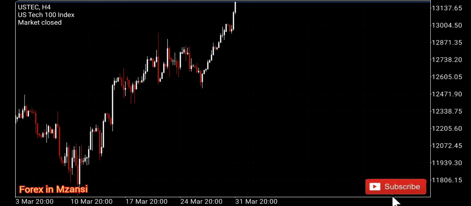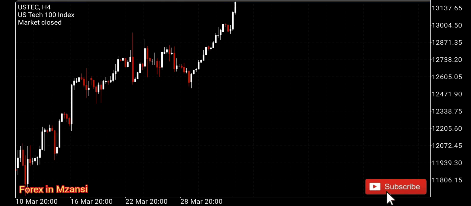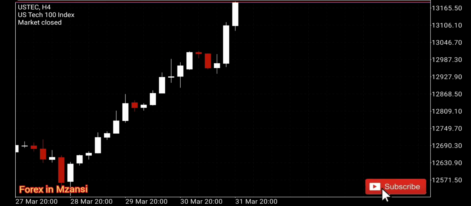So let's check what we have on H4. This is the structure on H4. This has been moving all the way to the upside since the moment when we spoke about the price taking out this, and it needs to move down before taking off, and it did that. But now it's been moving up for some time now, a couple of days in, and we're still pushing up.